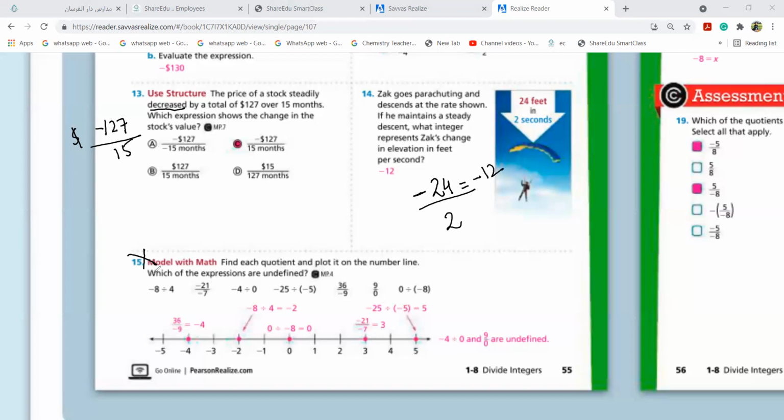Number 15, I will not do. Minus 24 over 2. Yes. Descent at rate of man. See, this is given in the picture. What is given? Descend means coming down. Minus 24. And in how many seconds? Over 2.